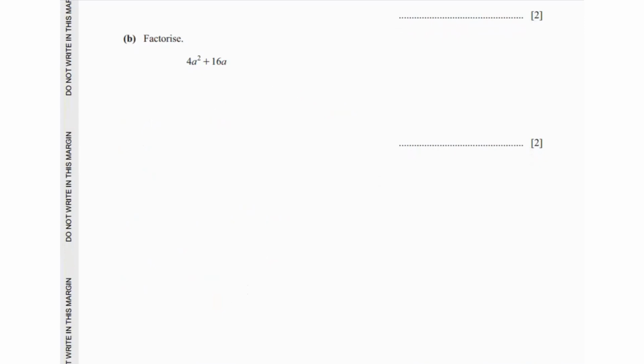Factorize 4a squared plus 16a. For this, you need to see what is common between the terms. Between 4a squared and 16a, we have 4 common because 4 and 16 both come in the 4 times table. And then we have the variable a common. So when you take 4a common outside, we're left with a plus 4 in the bracket. 4a squared divided by 4a is a. 16a divided by 4a is 4. So this is your fully factorized answer.